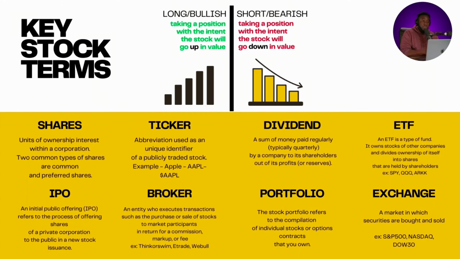Now, what we want to do is learn the key terms. One of the first terms we want to know is shares. Shares are units of ownership interest within a corporation. So if you have interest in a corporation, you would put your capital down, and when you put your capital down, you then own a piece of that company. That piece would essentially be called a share of that company.